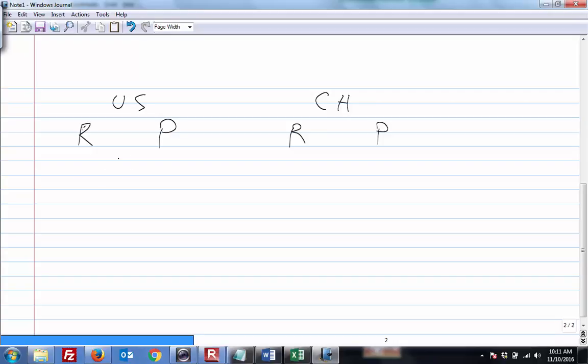Okay, so here's how I would attack this algebraically. I would just call this number reserves US, and I would call this production US, and I would call this reserves China, and I would call this production China. And the way to think about this, it's a lot like the energy and power problems that we've done in the past.